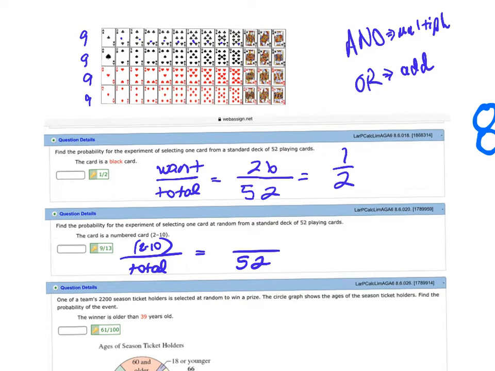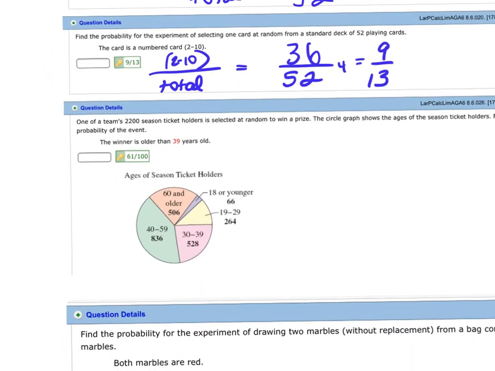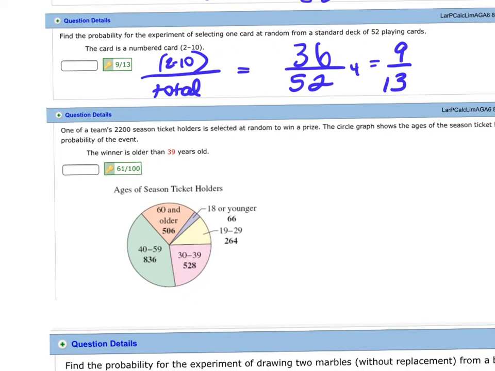36. 36. And then you can divide both of these by 4 and you get 9 out of 13. But I think that's a real good visual for you guys to have for yourselves. Everybody okay with that? Yep. All right. These questions tend to be a little easier for us because it just makes more sense, I guess. But remember, probability is what you want over the total.